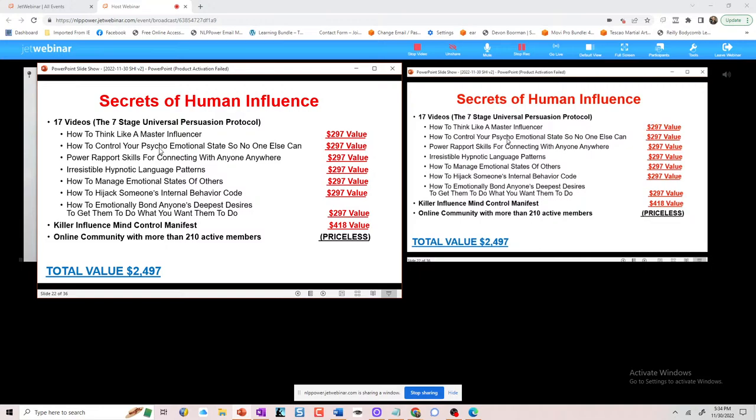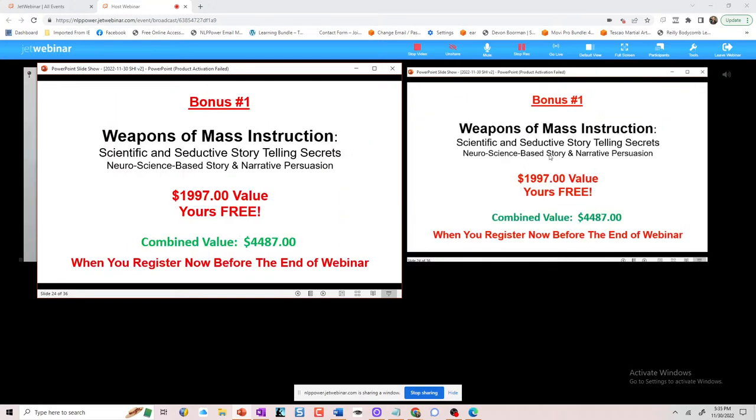The first module is all about the neuroscience of storytelling and metaphor, why it works, why it's the most powerful influence and persuasion system on the planet. Then we talk about what we call connecting stories. How do you create small little stories that you could tell in a line at Starbucks or at the movie theater that instantly bond you to other people in a fun, amusing, playful way?